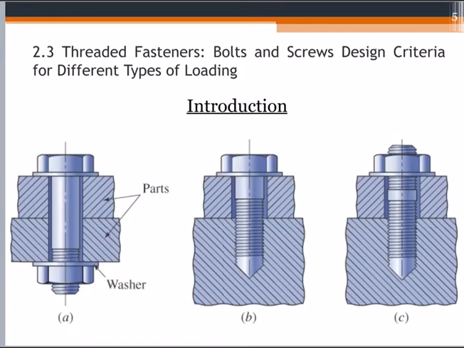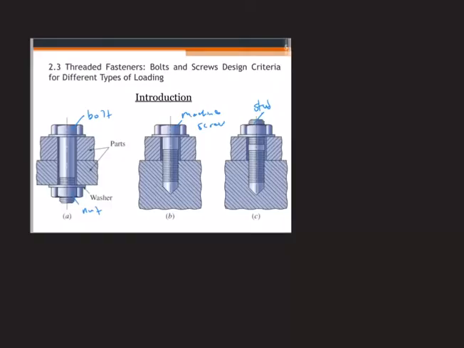Here we have three figures. The first figure is bolt and nut threaded type of fastener. Second, we have machine screw, and then last we have stud. These three types of threaded fastener are the most common types we can see used in the machine. There are three factors we need to consider when we want to design the fastener.